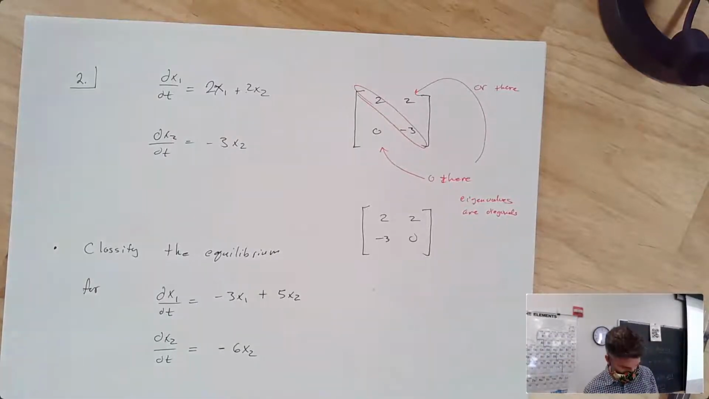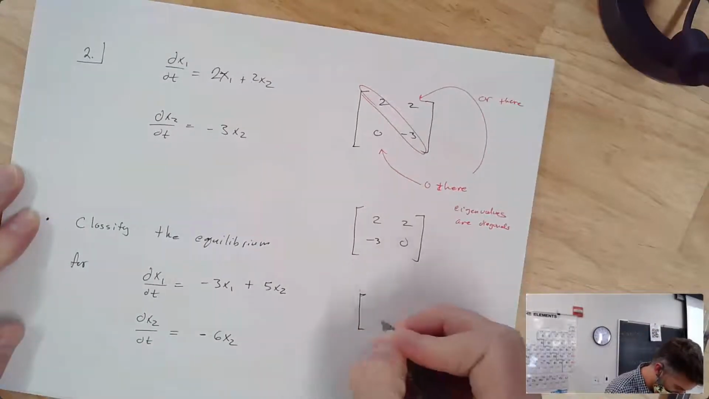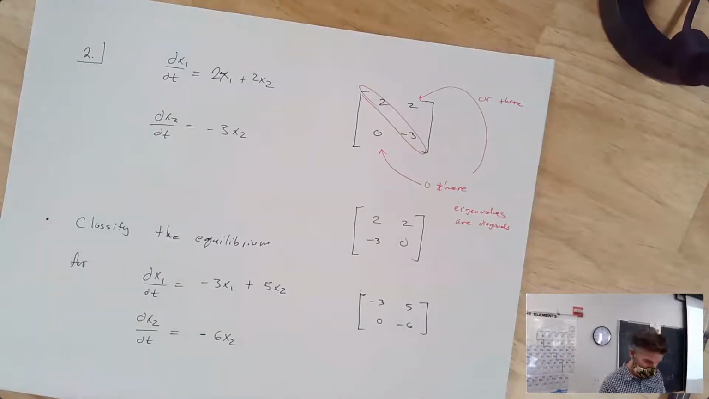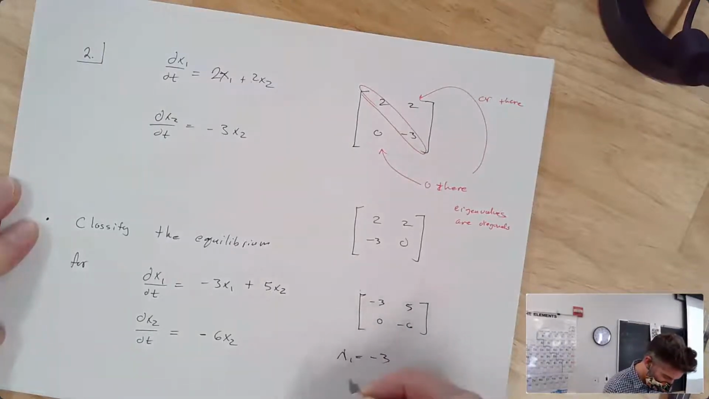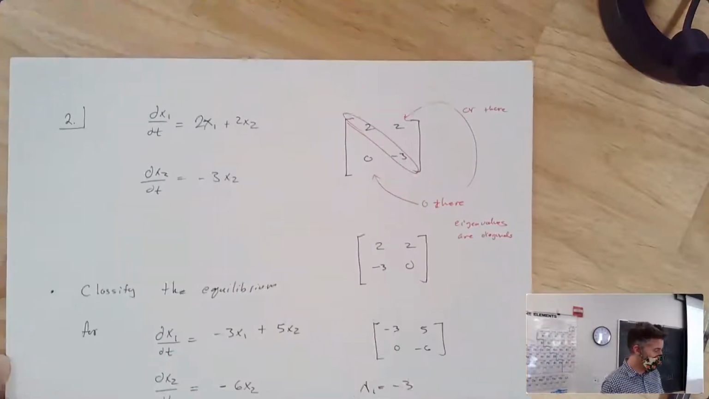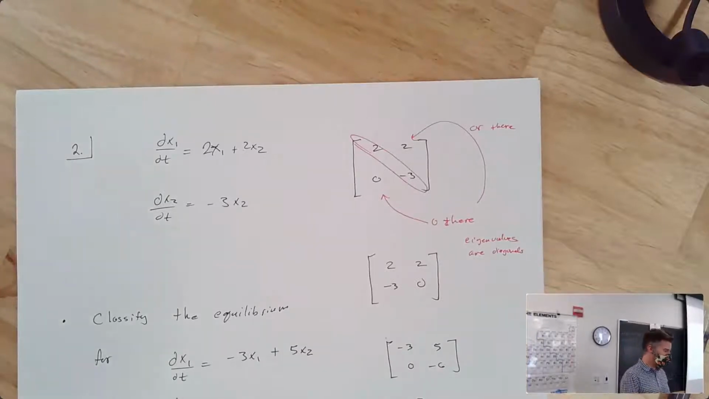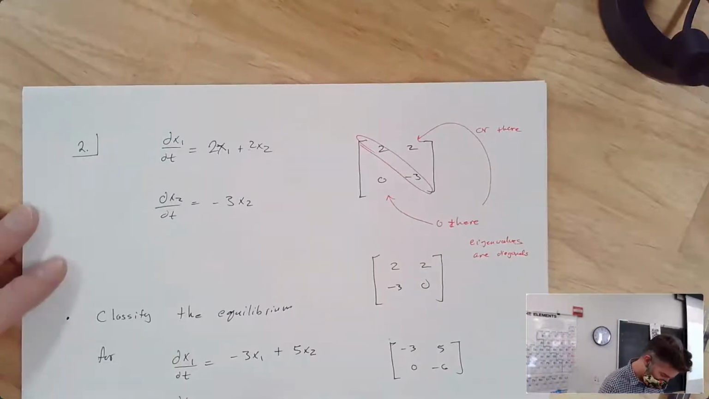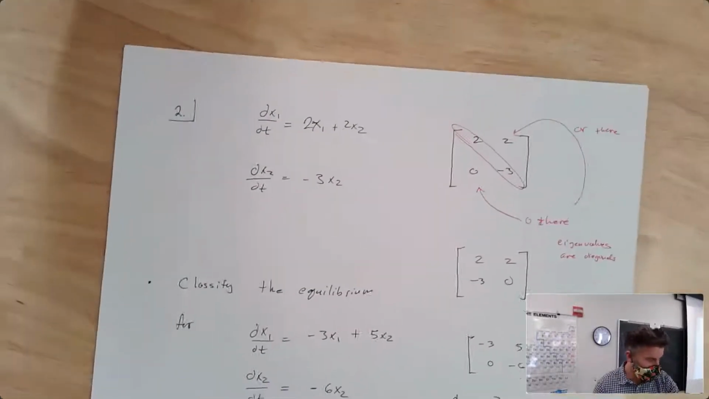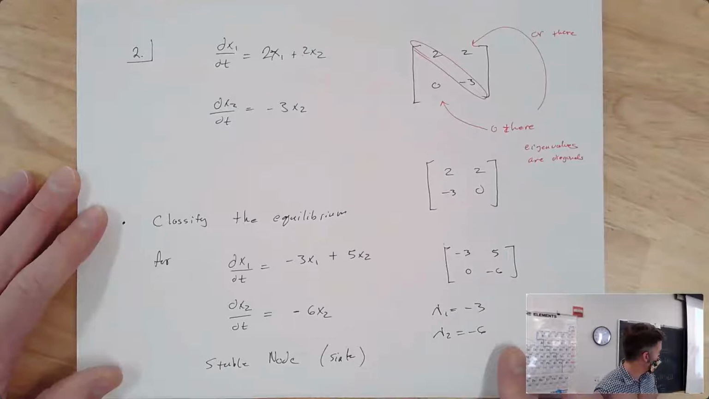All right, so what are my eigenvalues, everybody? Exactly, -3, -6, because if we write the matrix, just -3, 5, 0, -6. My eigenvalues are definitely -3 and -6, which means we have a stable, because they're both negative, stable what? Stable node. Or a sink, if you want to call it that. So a question like this is meant to be very, very straightforward.